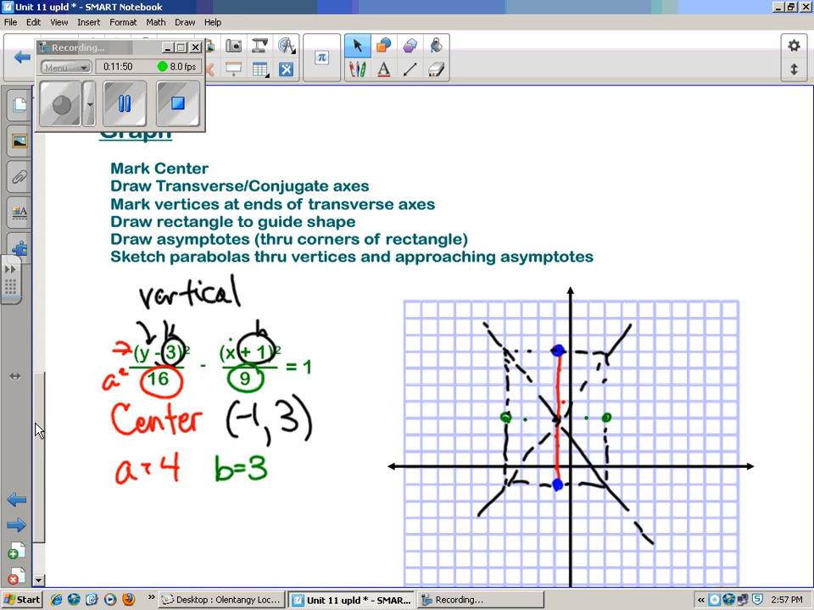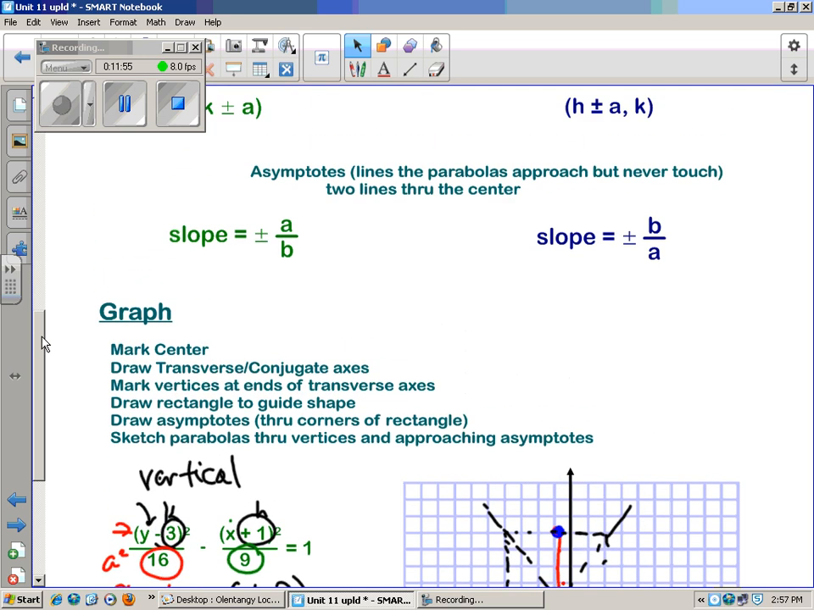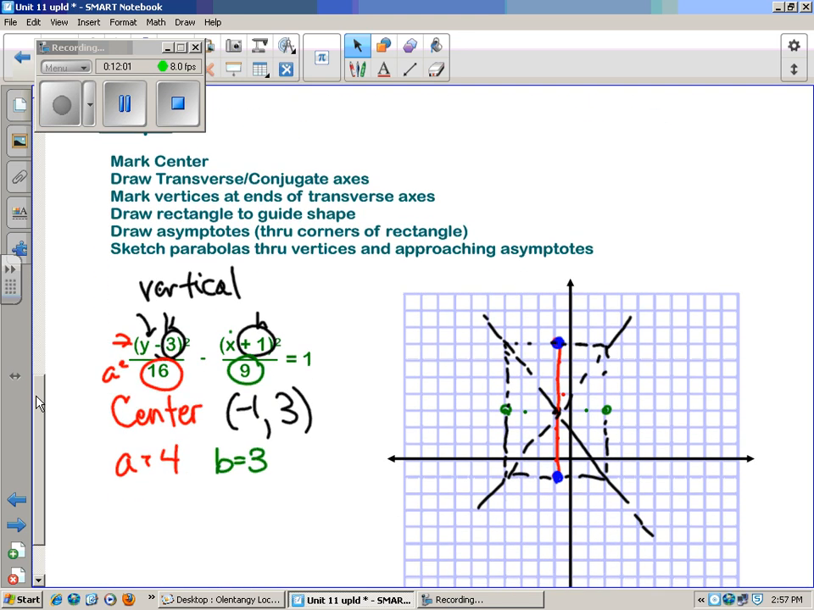Okay? And those are going to be my asymptotes. And you'll notice, remember I said you're never going to have to calculate the slope? Well, remember we said the slope of a vertical hyperbola is going to be a over b. So I'm going to go up 4 and right 3. So if I go up 4 from the center, 1, 2, 3, 4, over 1, 2, 3, I'm at that corner. Or if I do the other, I go down 1, 2, 3, 4 and over 1, 2, 3. So I'm back at that corner again. So by connecting those corners, I'm automatically calculating their slope.